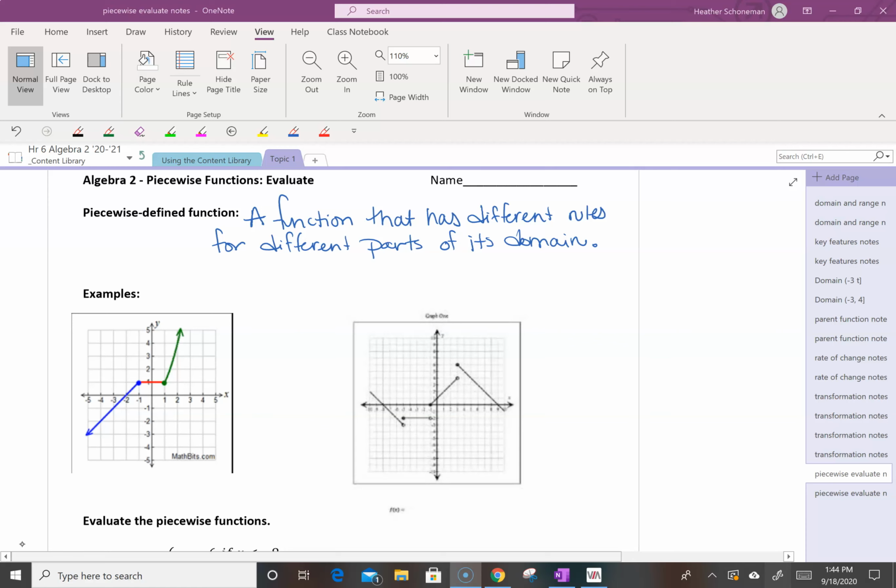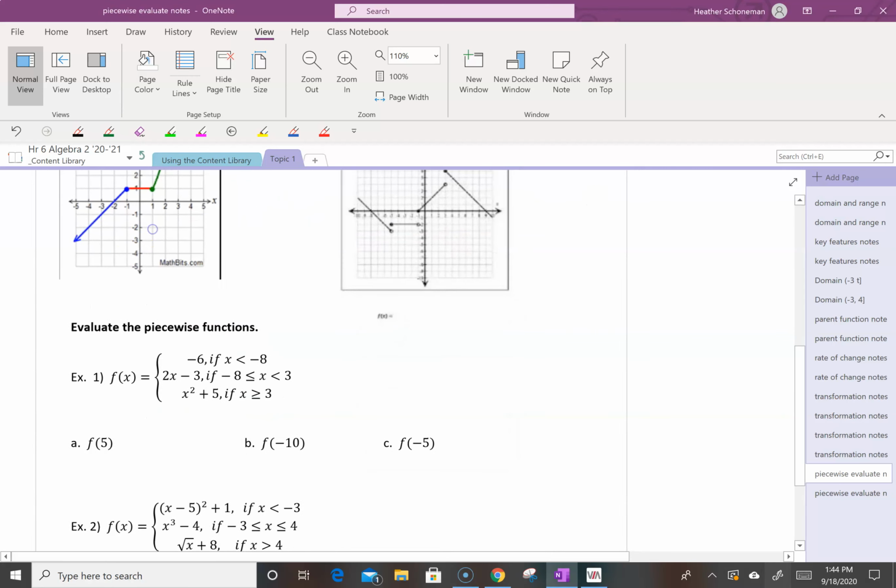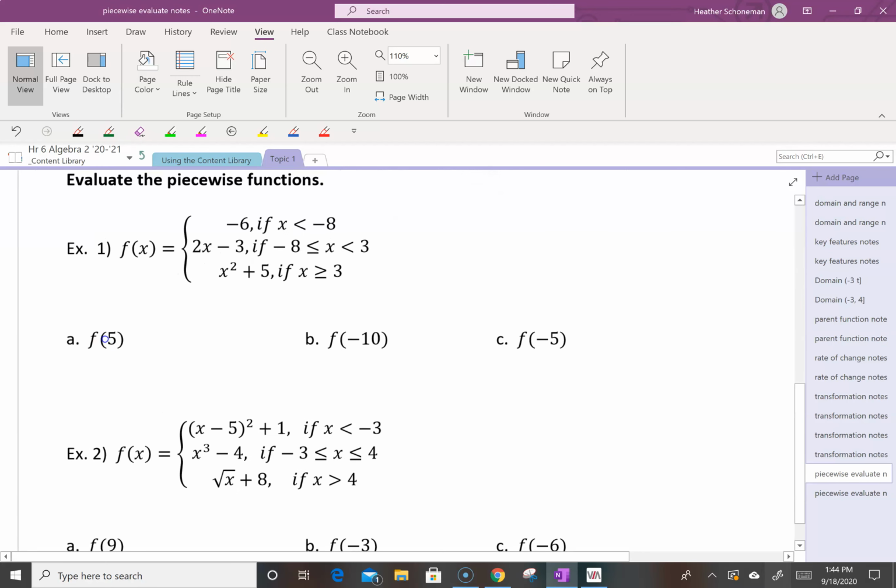Now, as you can see, these are pictures of different piecewise functions. With a function, you have both a graph and the equation. So this is just the graph, a visual of what they look like. We're going to be working with these a lot more in the coming classes. Right now, we're just going to work on evaluating the functions. So let's take a look at this first one that we're going to evaluate.